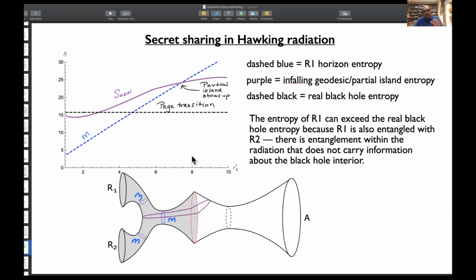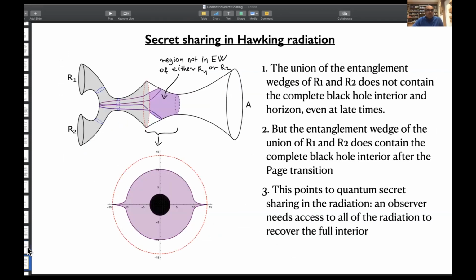Now, a confusing point. I put up this picture for a reason, because the entropy of the region R1, which is given by this dashed blue line and the purple line, can exceed the real black hole entropy. And you might say, how is that possible? Well, it's because R1 can be entangled with R2. So within the Hawking radiation, there can be entanglement which is not pertinent to the black hole interior. R1 can contain information about R2, but we don't care if we're interested in recovering the black hole interior. But this means that the entropy of R1 can be bigger than the entropy of the black hole, and that's just fine.